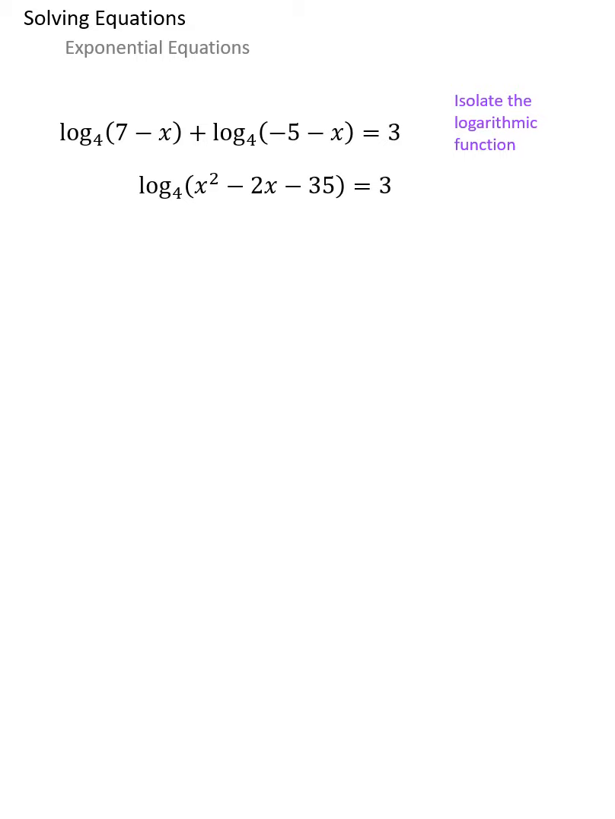Let me remind you from the last video that when you add logarithms together of like bases, you multiply the arguments together. Now I didn't show my work here, but I basically used the FOIL process to multiply the two arguments together. And that's where I got x squared minus 2x minus 35. If you need to pause the video to check the FOIL yourself to know what's going on, that wouldn't be a bad idea. And we'll move on.